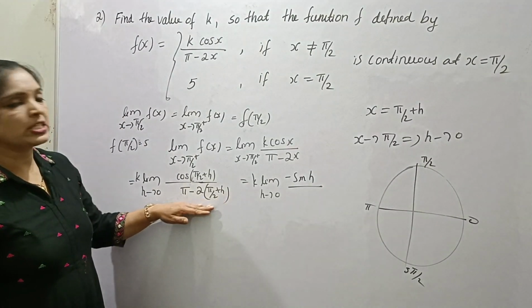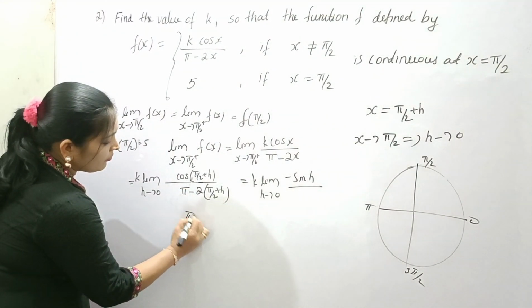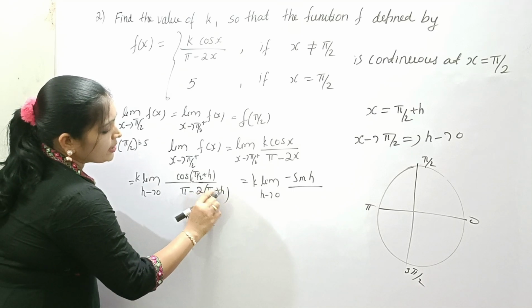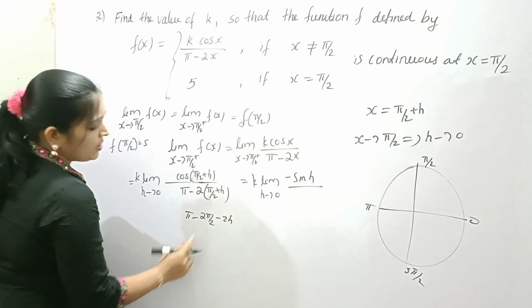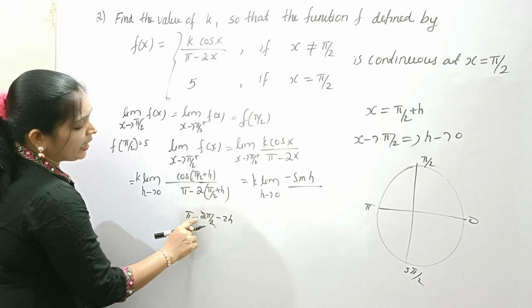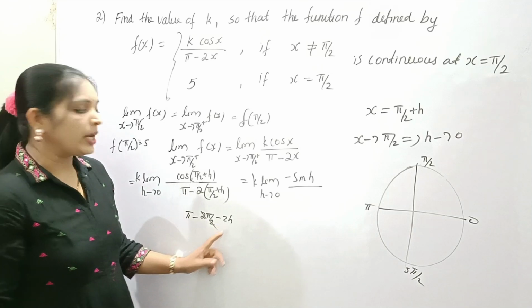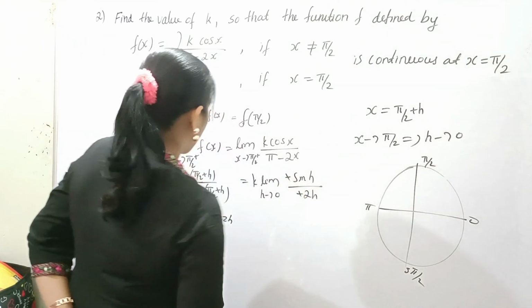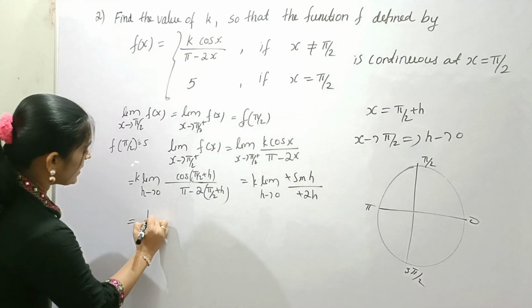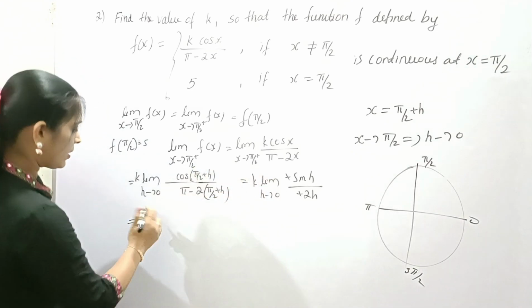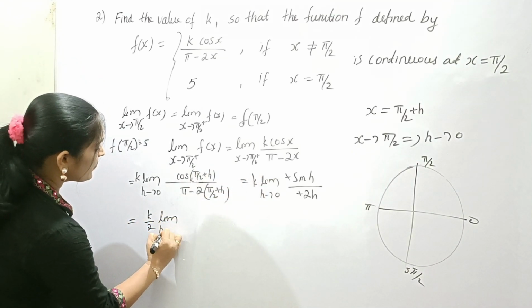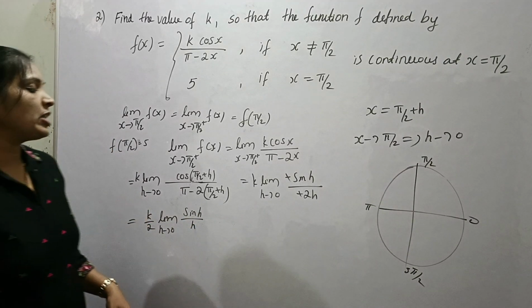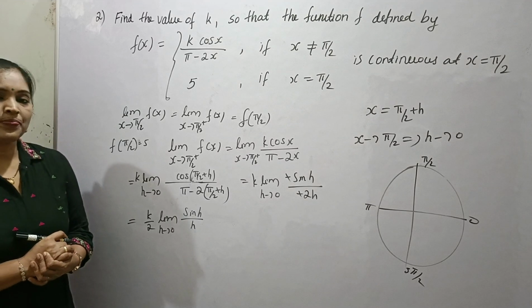Divided by, here after simplification, pi minus 2 into pi by 2 minus 2 into h, that is pi minus pi minus 2h. So here the 2 cancelled, so pi minus pi is 0, so remaining only minus 2h. Okay, so here the minus cancelled, that is k, 1 by 2 is a constant, take it out, k by 2 into limit h tends to 0 sin h divided by h. What is sin h divided by h? Limit h tends to 0 sin h by h is 1.